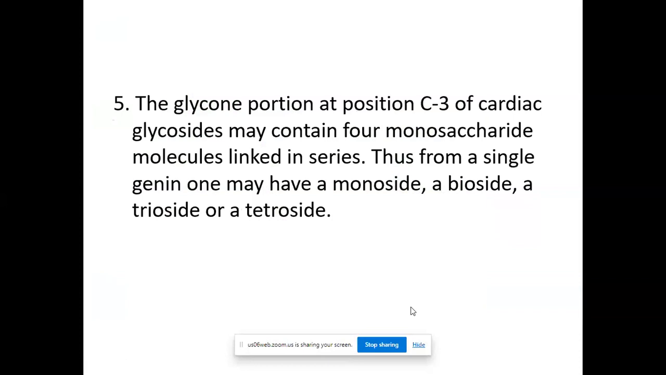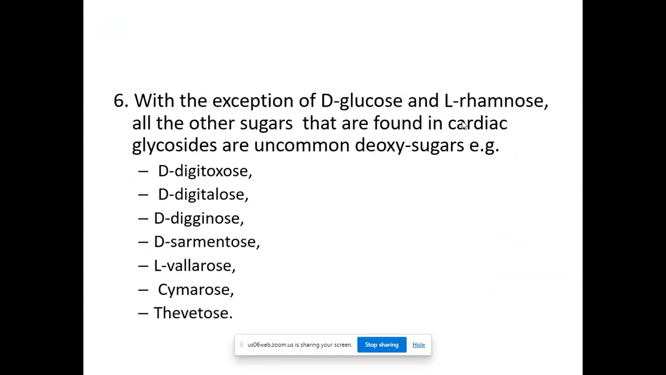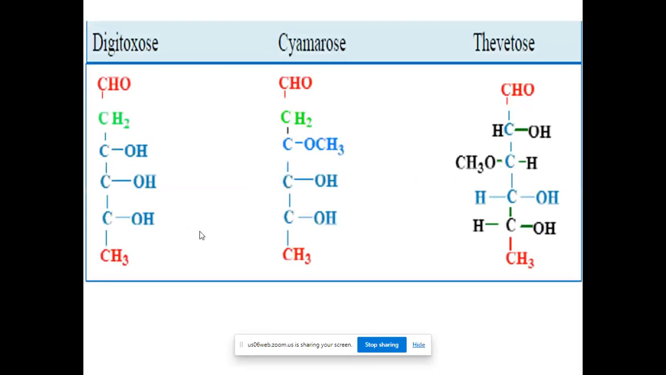So this is a repeat where at position 3, they contain monosaccharide molecules, which are the sugar part of the structure. With the exception of D-glucose and L-rhamnose, other sugars can be found, which are uncommon. Deoxy sugars: a deoxy sugar is a sugar whereby the hydroxyl group is replaced with a hydrogen atom. So the examples are deoxy sugars like digitoxose, these are the D sugars.